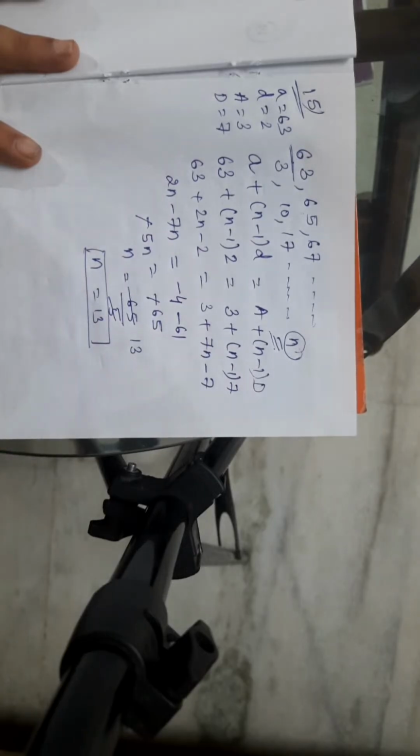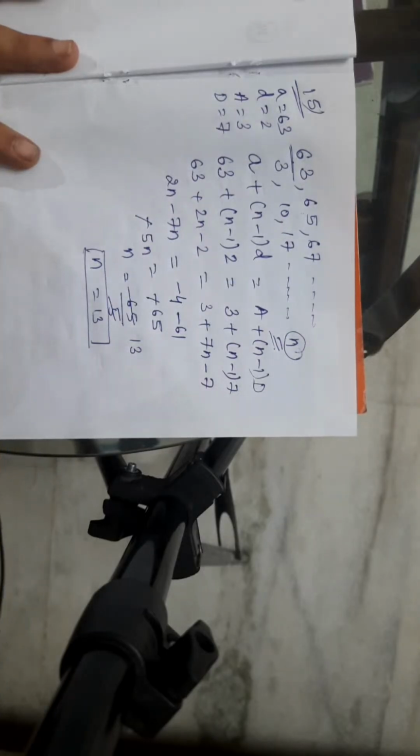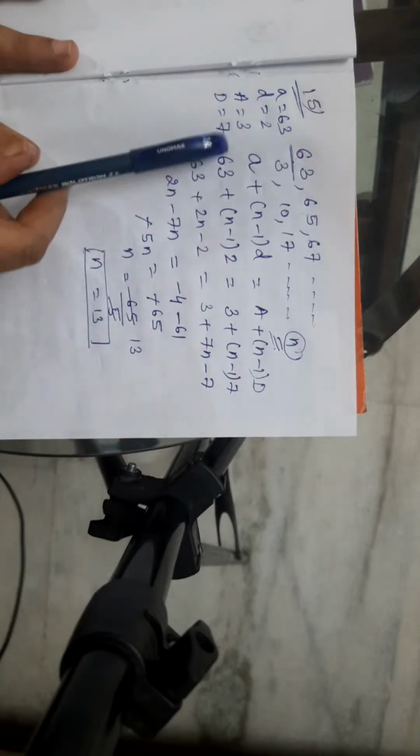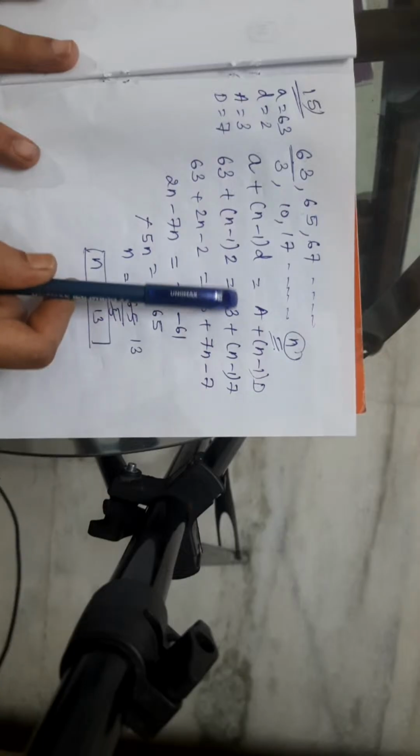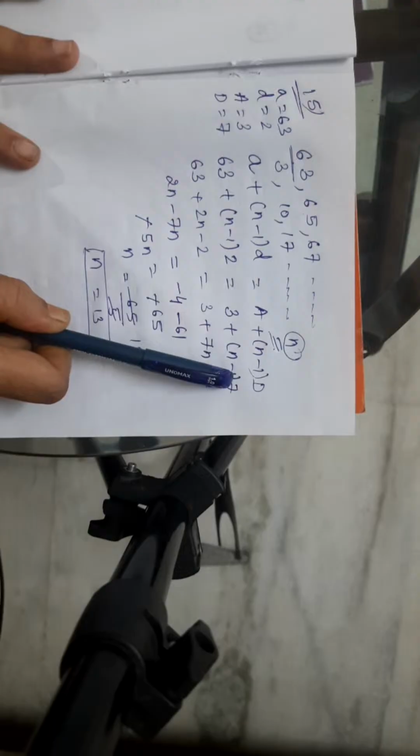Recall the question again. There were two APs, and their nth terms are equal. Find n. So we made their nth terms equal, as it was given in the question that their nth term is equal. So we compared their nth terms.